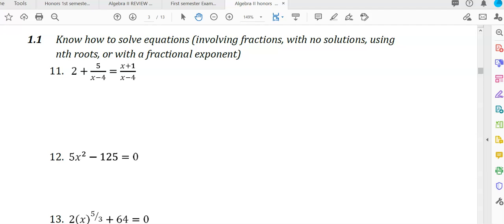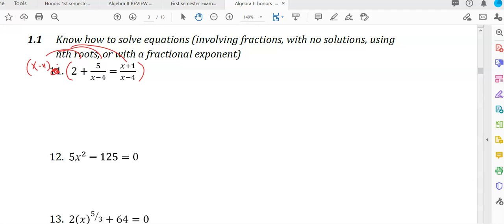Going to solve equations involving fractions. Some might have no solutions. Could be any kind of root here. You could even have a fractional exponent. Because it's an equation, what I would do if I were you is multiply everything by the LCD, the lowest common denominator, which is x minus 4. So I'm going to multiply every term by that. Just distribute that to everything.